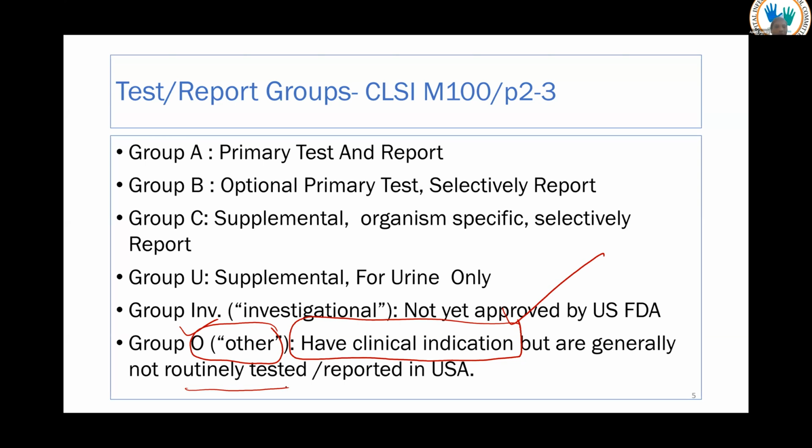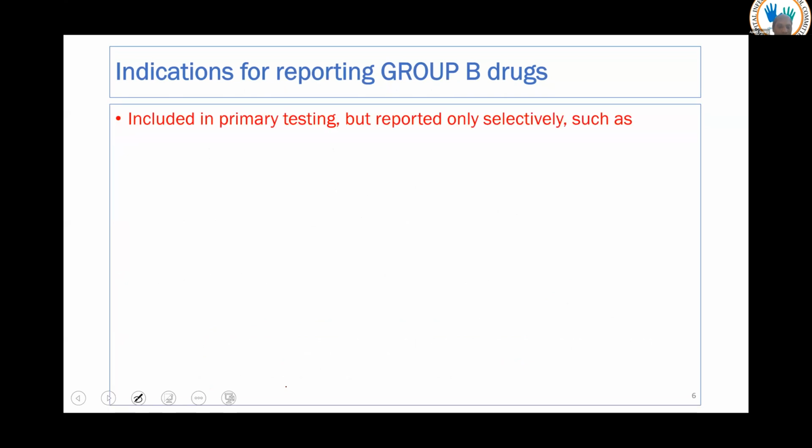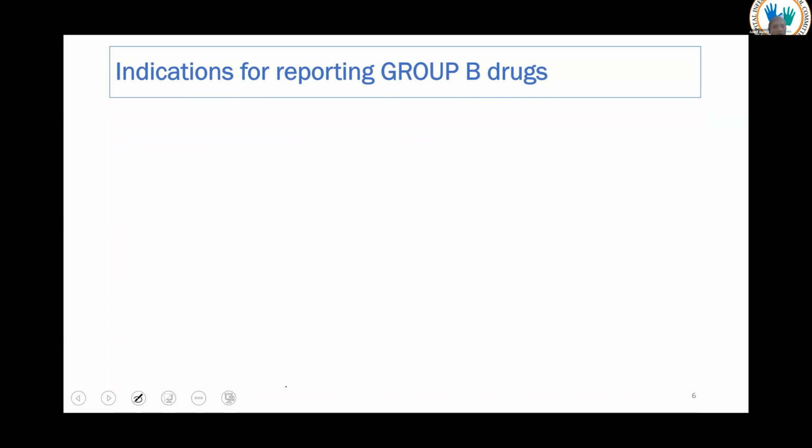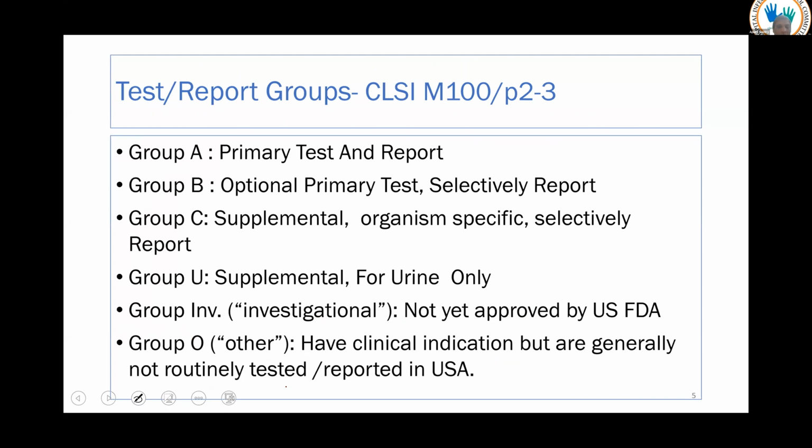So this particular classification is made by CLSI for US-based laboratories. We may find it a little difficult to understand because our way of classification is slightly different, which I will tell you about subsequently. So group A, as I told you, are tested on day one and reported to the patient. That's all. Group A are all tested and reported.